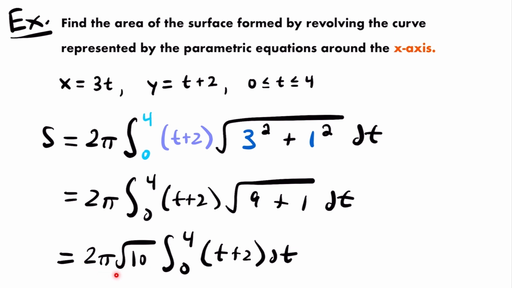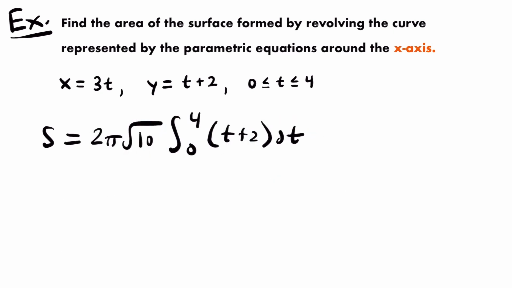And now we just have 2 pi times the square root of 10 times the integral from 0 to 4 of t plus 2 dt. And we know how to integrate t plus 2. This is a pretty simple integral that we can solve. We can use some very basic integration rules to integrate t and 2.